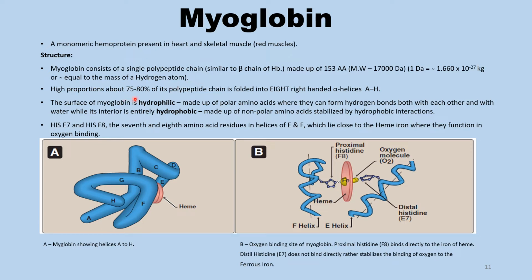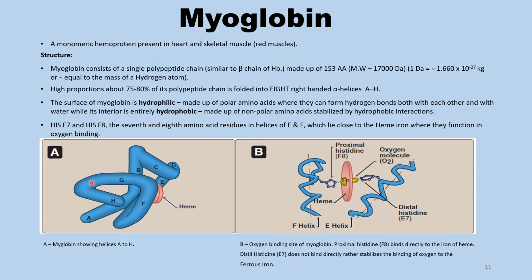A high proportion of the polypeptide chain, up to 75 to 80%, is folded into 8 right-handed alpha helices. These alpha helices are labeled from A to H: A, B, C, D, E, F, G, and H. The surface of myoglobin is hydrophilic, while the interior is hydrophobic, similar to the globin chain of hemoglobin.